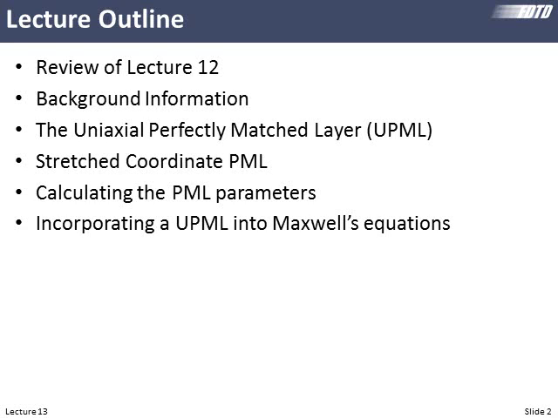So we'll review what happened last time. I definitely need to give some background information before we can understand this perfectly matched layer. Then first we'll introduce what is called a uniaxial perfectly matched layer, and it'll make sense why we call it that when we get to there. Then what is more state-of-the-art in finite difference time domain right now is a stretch coordinate PML. And the transition going from uniaxial to stretch coordinate I think is very logical. If I just started talking about a stretch coordinate PML, it really wouldn't make much sense.